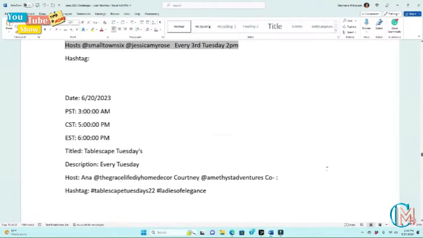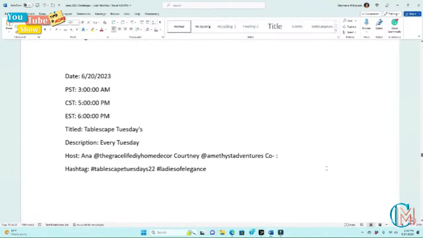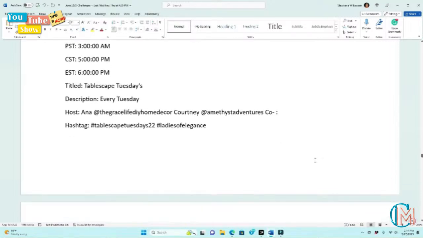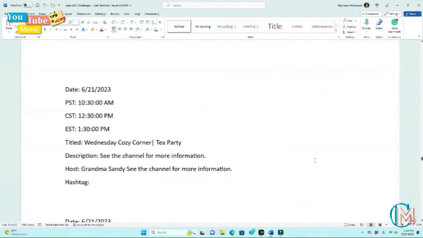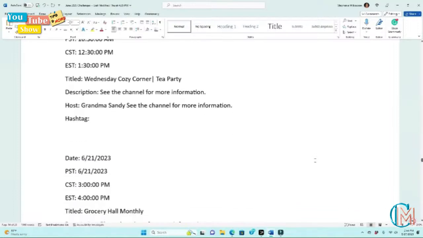On the 20th, we have Tablescape Tuesday, and it is hosted by Anna at the Grace Life DIY and Home Decor and Courtney at Amethyst Adventures. On the 21st, we have Wednesday's Cozy Corner and Tea Party, and it is hosted by Grandma Sandy.